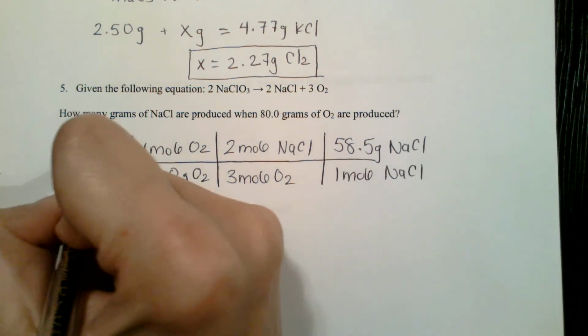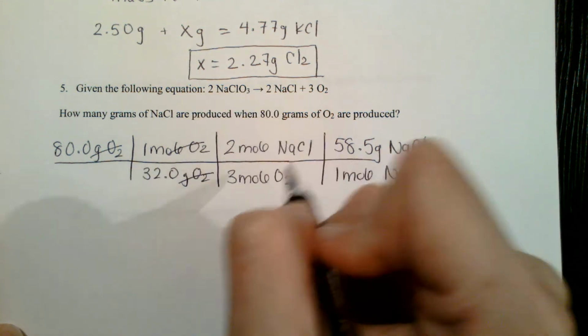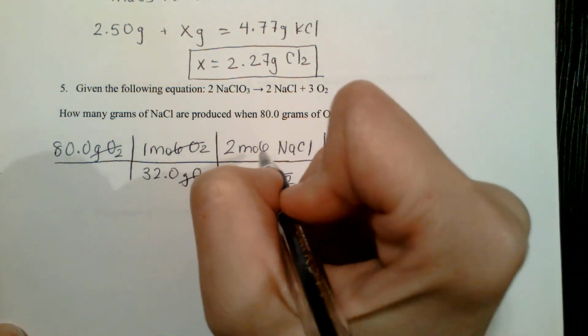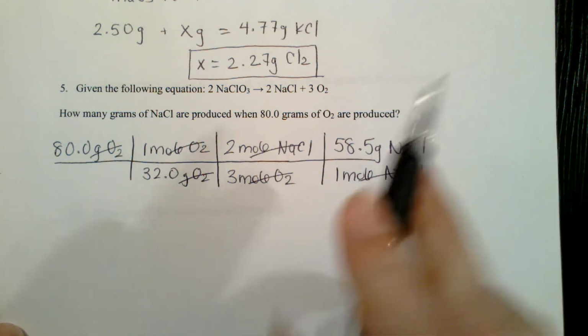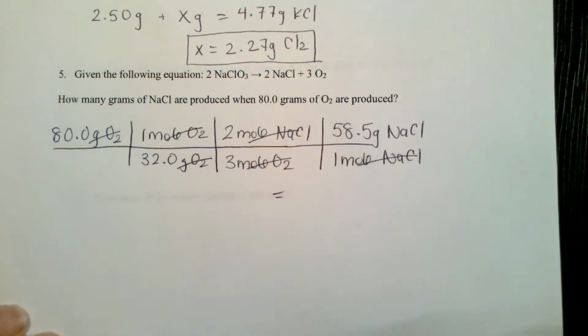Okay, so if we look, grams of oxygen cancels with grams of oxygen. Moles of oxygen cancels with moles. Moles of sodium chloride cancels with moles. And we're left with the mass of sodium chloride.